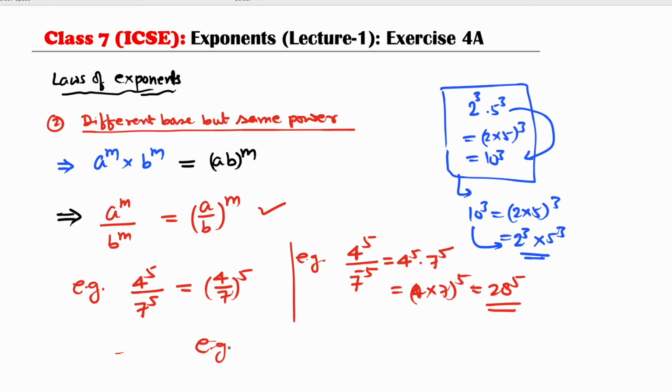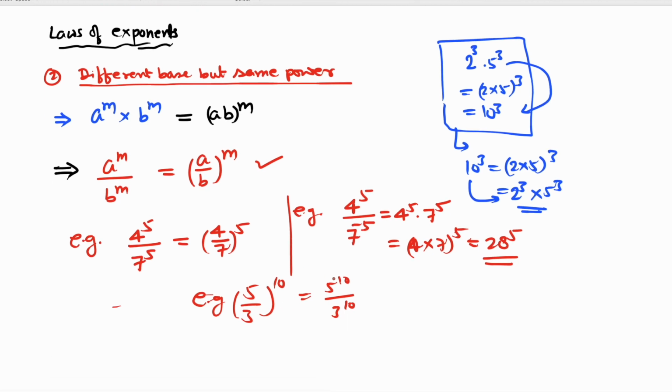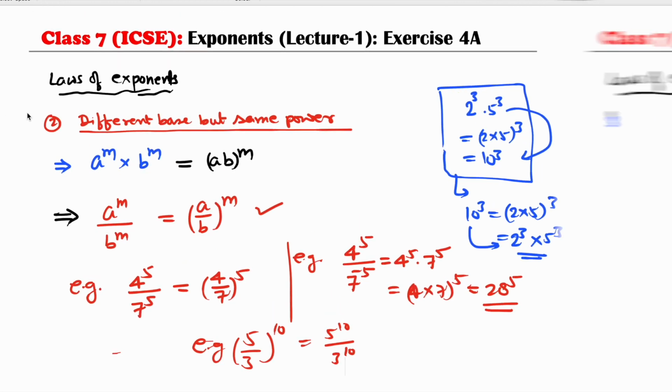So this way we can merge the base or split the base. Suppose we are given 5 upon 3 to the power 10. So this can be written as 5 to the power 10 upon 3 to the power 10. So the base is split. So we can split the base as well as merge the base. Let's do the next point.